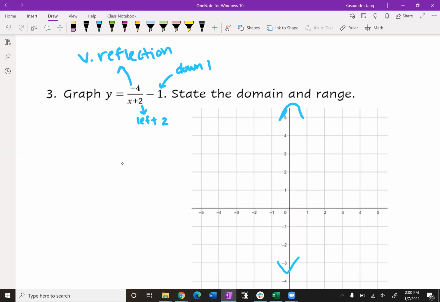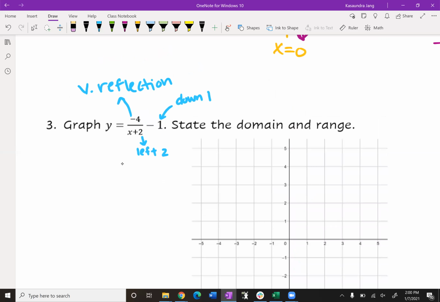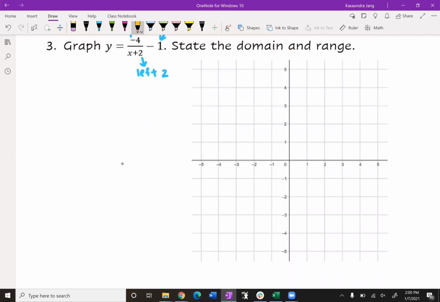So in fact, this one shifted left by 2. So my vertical line, instead of being at 0, I go 2 to the left from 0, I get to -2. Okay, so x equals -2. That's my new vertical asymptote.